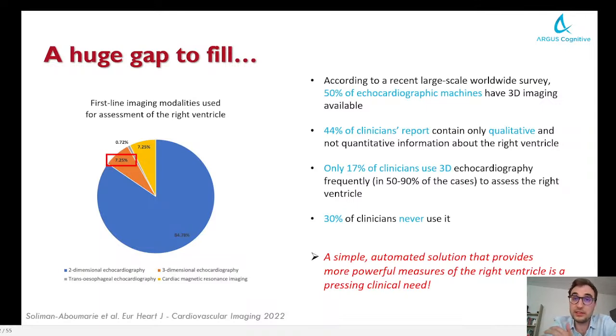But a simple and automated solution that may provide more powerful measures of the right ventricle is therefore a very, very pressing clinical need.